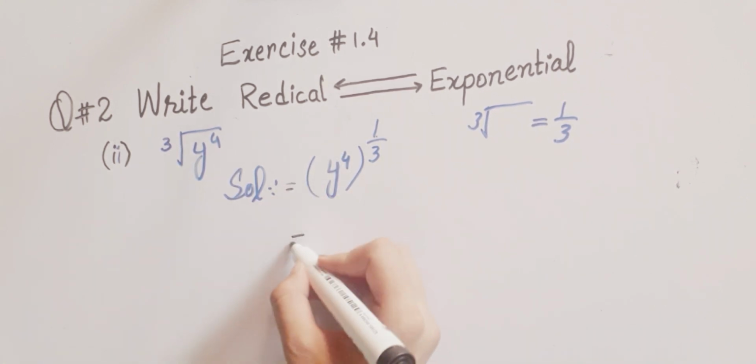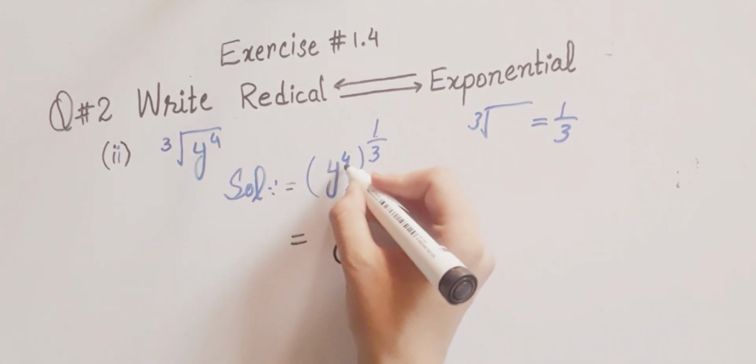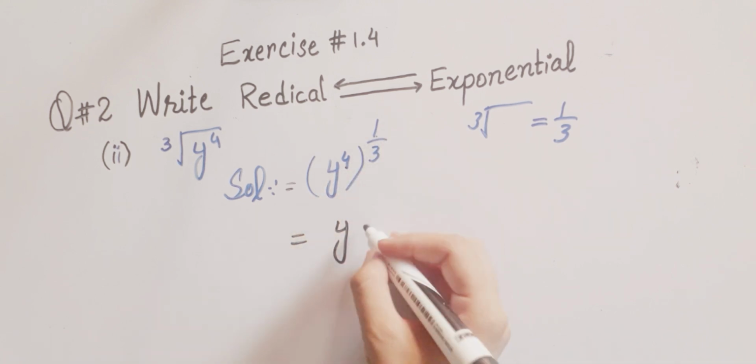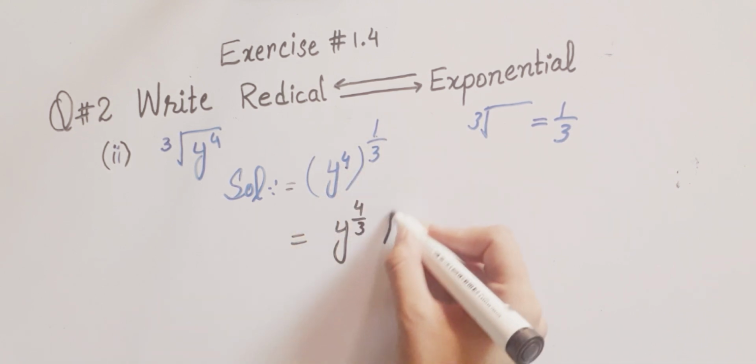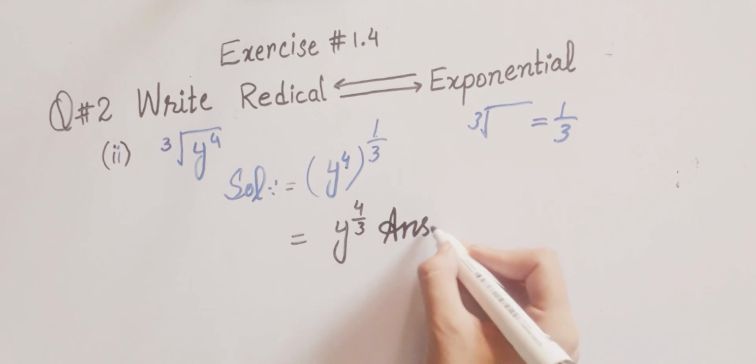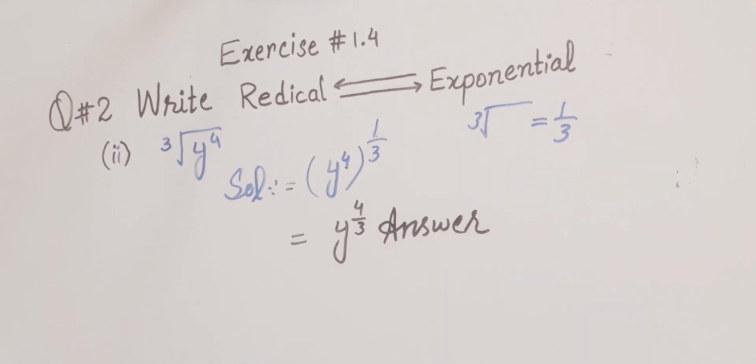So 4 will be multiplied by 1 by 3. We have 4 by 3. So this is the answer of this question. We have converted a radical form into an exponential form.